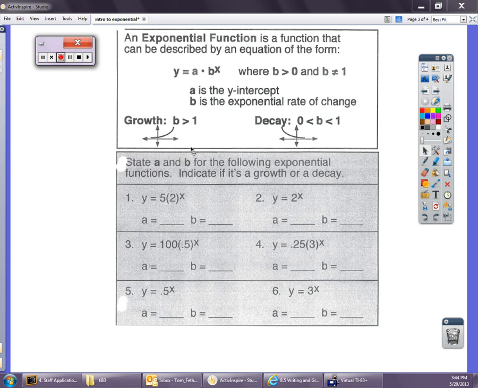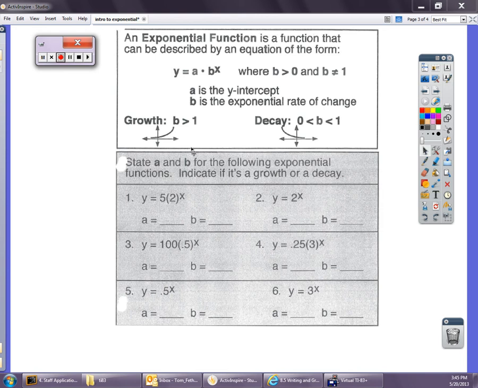Alright, intro to exponential functions. An exponential function is a function that can be described by an equation of the form y equals a times b to the x, where b is greater than 0 and b cannot equal 1. So b has to be any number greater than 0 where it cannot equal 1. The a represents the y-intercept and the b is the exponential rate of change.